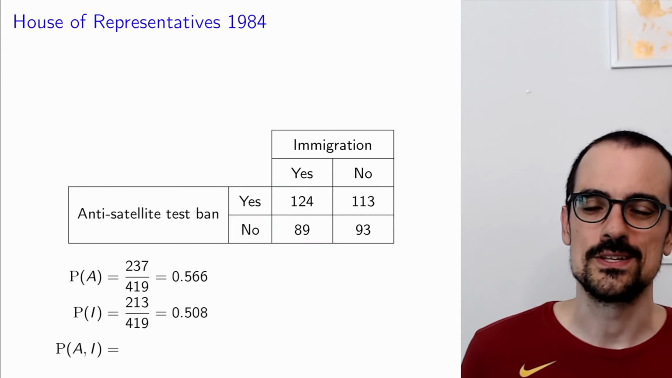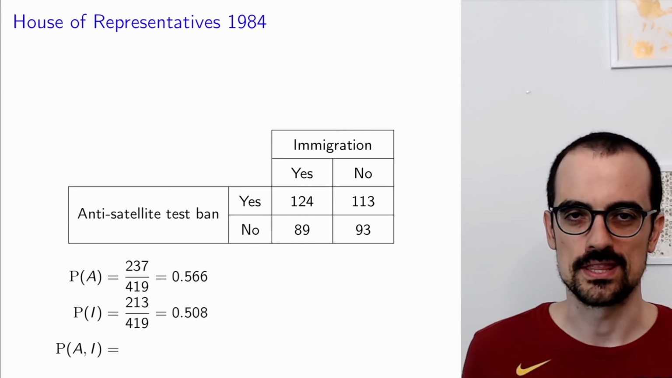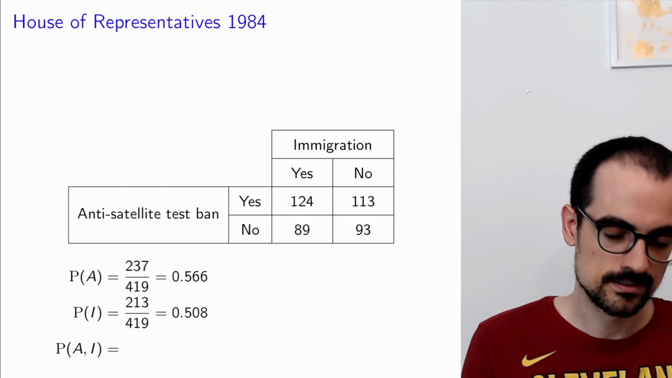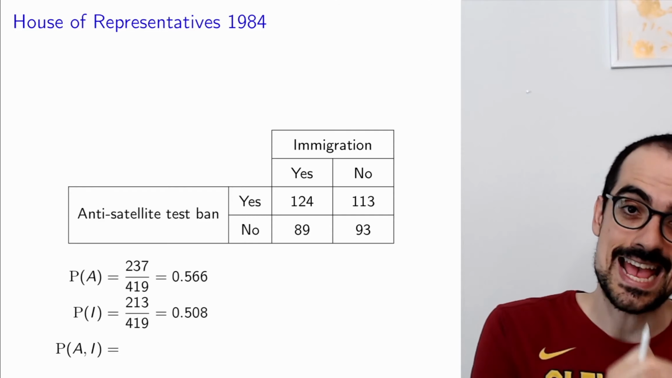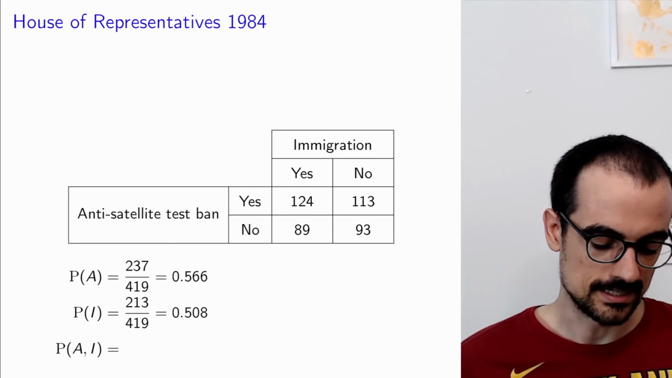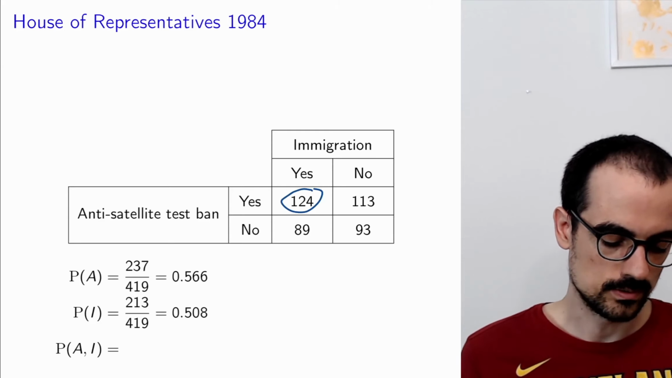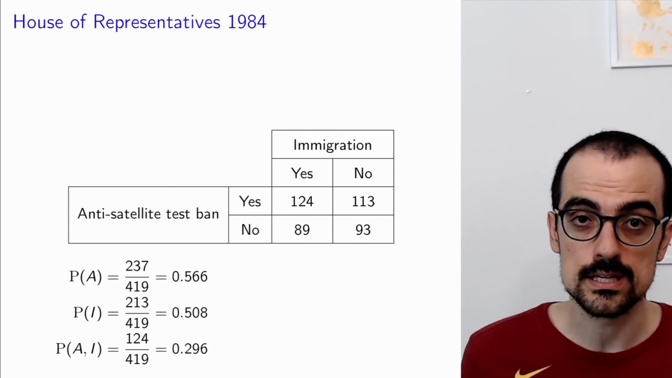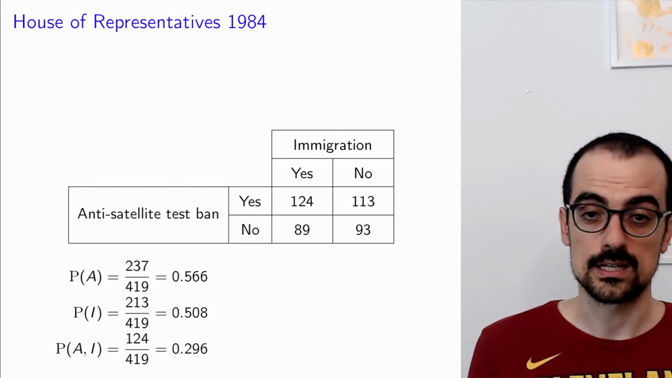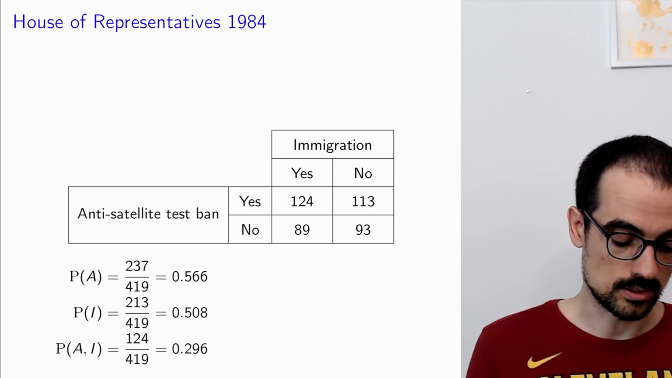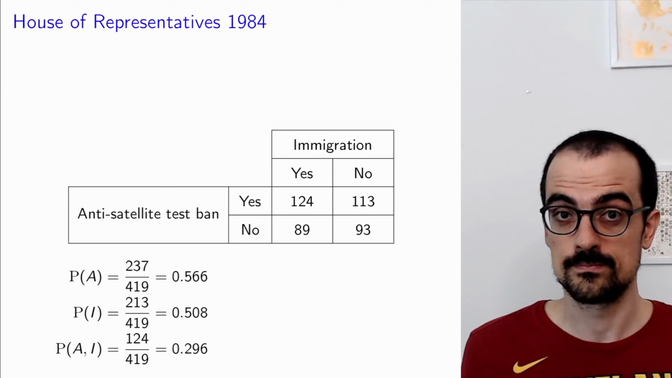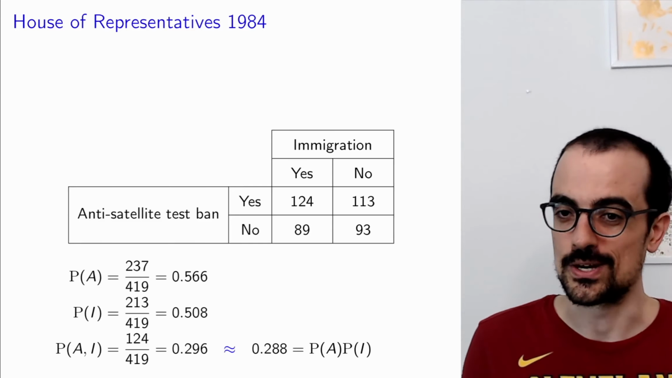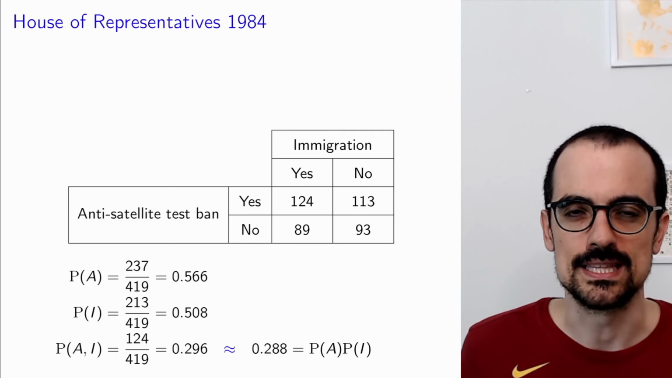And now, what's the probability of the intersection? Maybe pause the video and think about it for just a moment. So we need to see how many of them voted yes. So how many outcomes are in A and in I, and those are these guys, divided by the total. And now to check if these events are maybe independent, we're going to compare this to the product of the probability of A and the probability of I, according to our definition of independence. And the products are very similar. So I would say it looks like these events are independent.